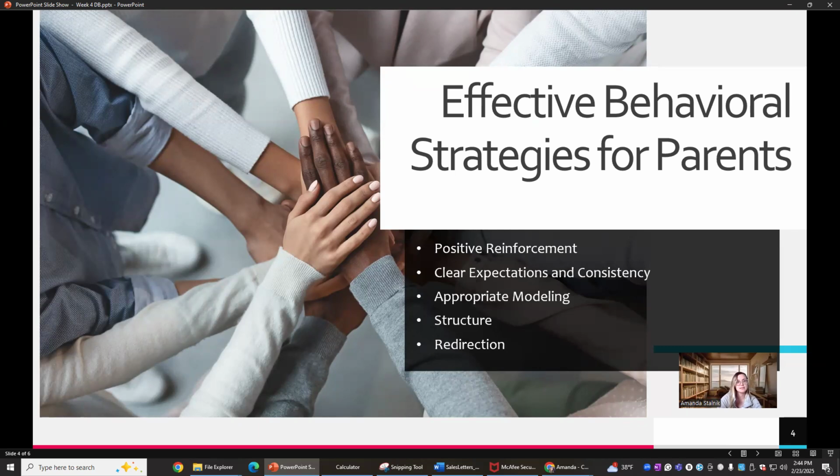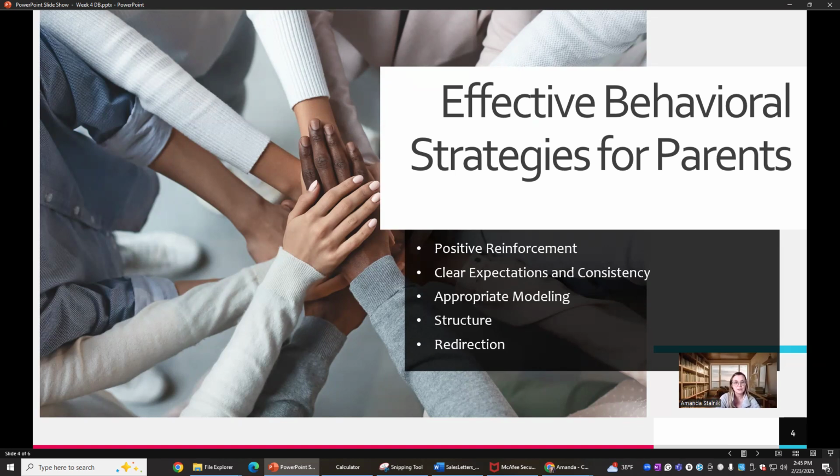In this slide, we're going to dive into effective behavioral strategies for parents of children with behavioral disorders. These strategies help promote positive behavior, reduce challenging behaviors, and create a supportive home environment. So let's begin with positive reinforcement.